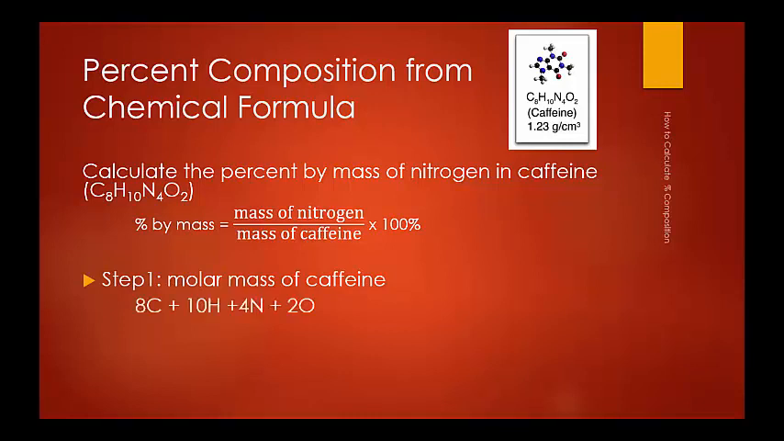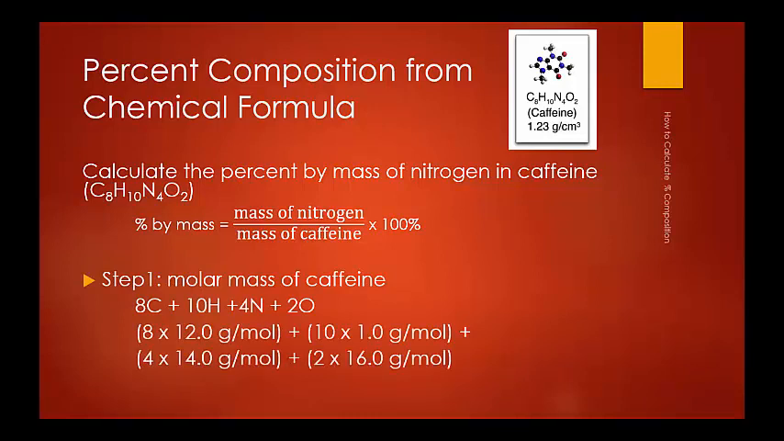So you should have found that there were 8 carbons, 10 hydrogens, 4 nitrogens, and 2 oxygens in caffeine. And when you add up all of their molar masses times the number of atoms there are in the caffeine molecule, you should have ended up with about 194.0 grams per mole. And again, you might be off here or there in a decimal point, which is fine based on the periodic table that you used.